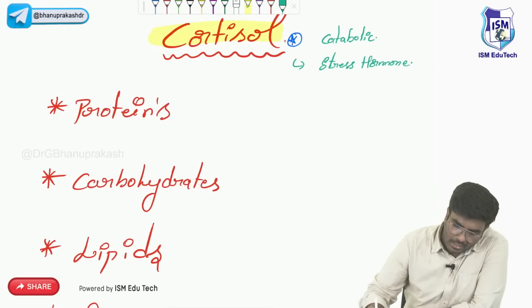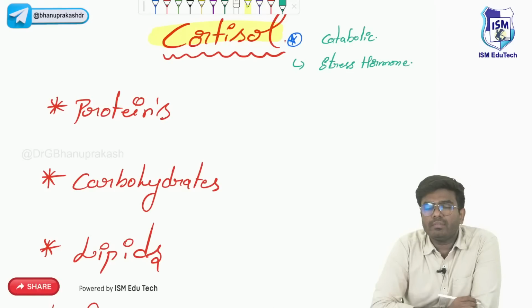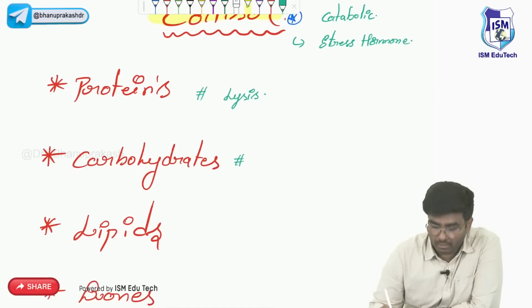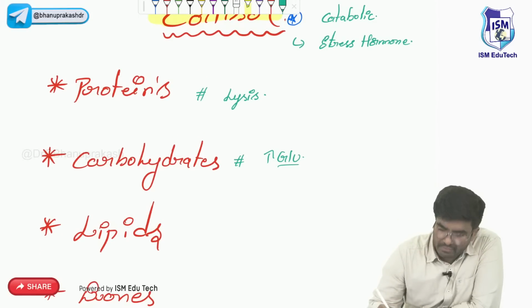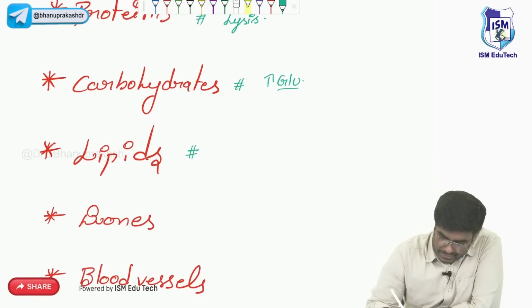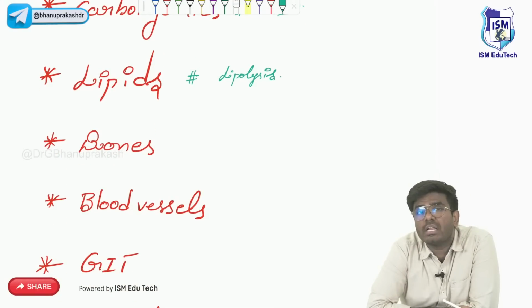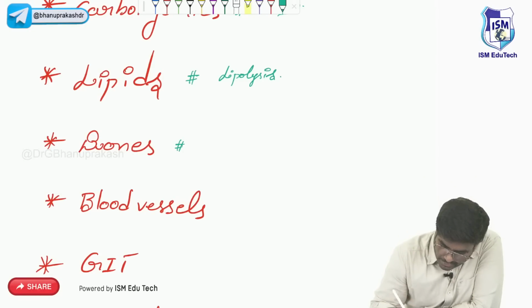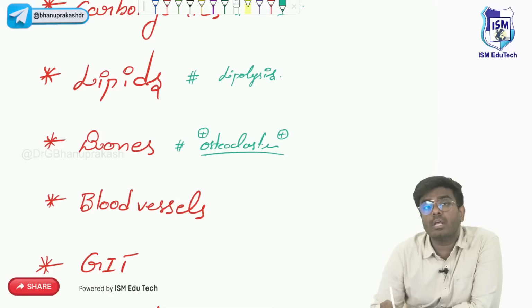Now what will it do to the proteins? It's a catabolic hormone, right? So it causes proteolysis. Even carbohydrates will be broken down, so it increases the blood glucose levels. What happens to the lipids? Again, catabolic: lipolysis. What is the action of cortisol on the bone? Everything destructive. Cortisol is a destructive fellow. So there is bone destruction. Cortisol activates the osteoclasts, so bones are going to be destroyed.